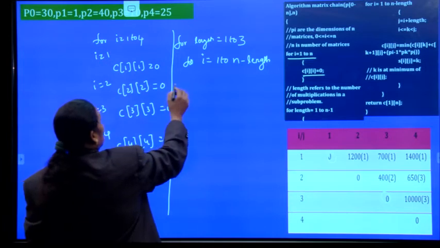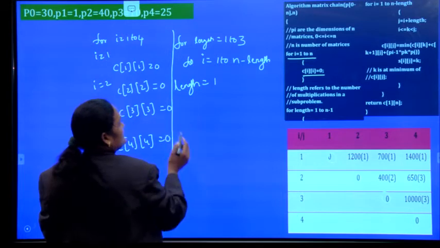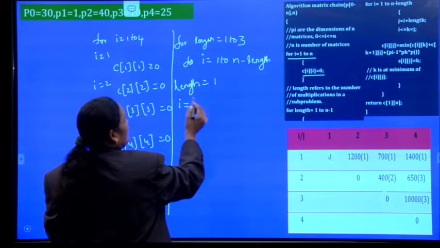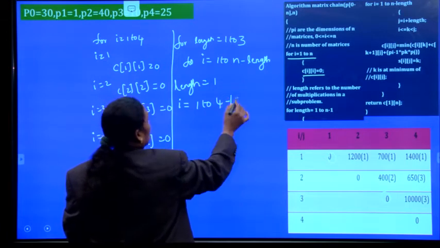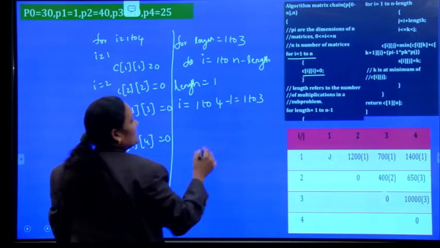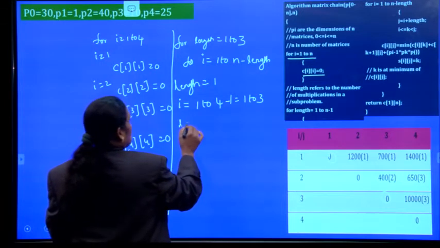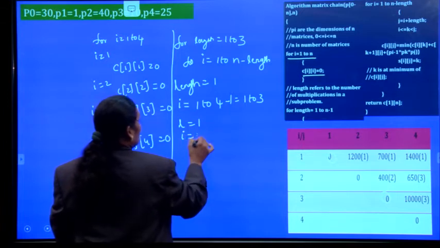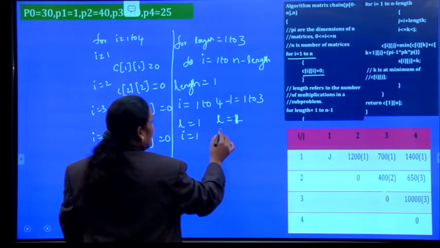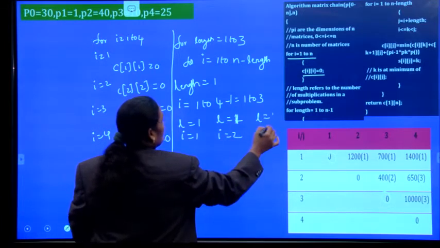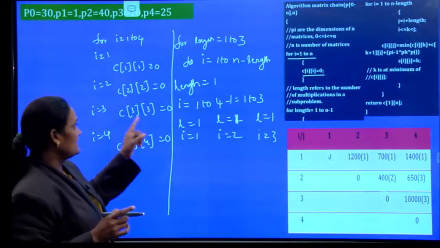Now first I am taking length is equal to 1. Then what do the i values become? 1 to n minus length, that is 4 minus 1, that is 1 to 3. The i values are 3. What are the 3 cases that we are getting? Length is equal to 1, i is equal to 1. Length is equal to 1, i is equal to 2. Length is equal to 1, i is equal to 3. Here we are getting 3 cases for length is equal to 1.